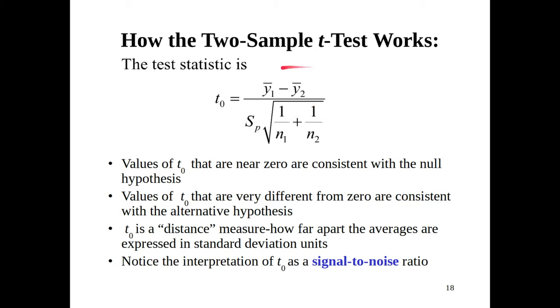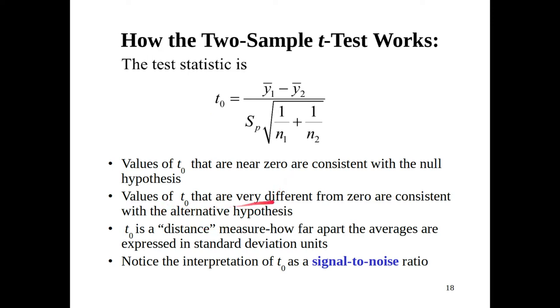Now let's try to understand how to interpret this formula. Values of t0 that are near zero mean that y1 bar, the sample average for the first group, is close to the sample average of the second group. If that difference is zero, the numerator is zero, so the value of t0 will be zero. Values of t0 that are near zero are consistent with the null hypothesis. That means y1 bar is equal to y2 bar, or mu1 is equal to mu2. That means the null hypothesis is true, there are no significant differences. That will be true if t0 is 0.